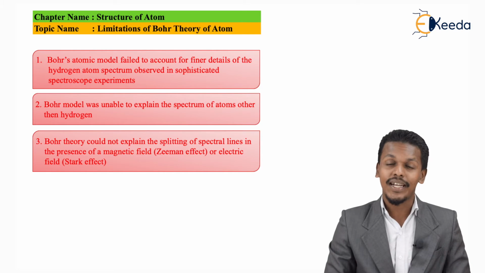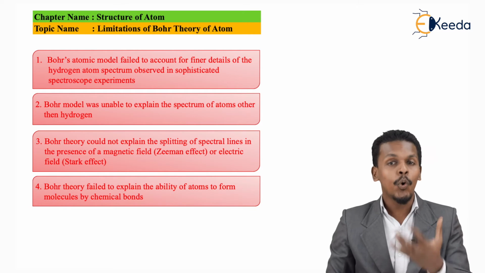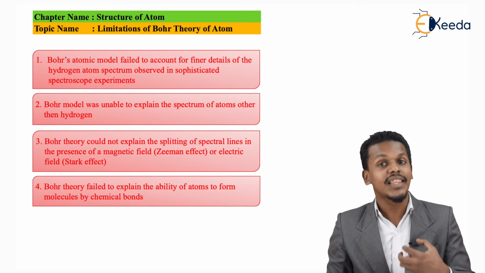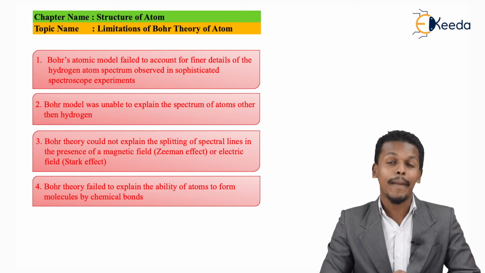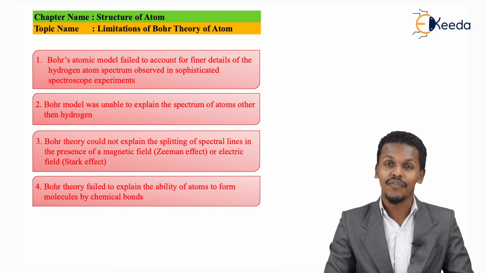The next limitation of the Bohr theory is that Bohr failed to explain why an atom forms a bond with another atom. So this bonding between two atoms wasn't explained by Bohr, and those were the limitations of the Bohr theory.